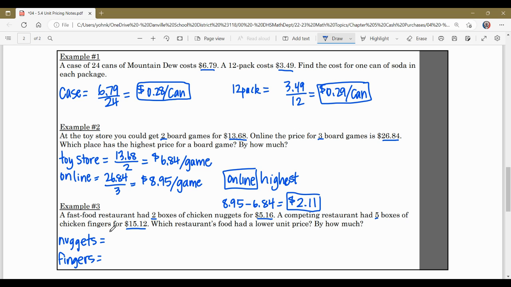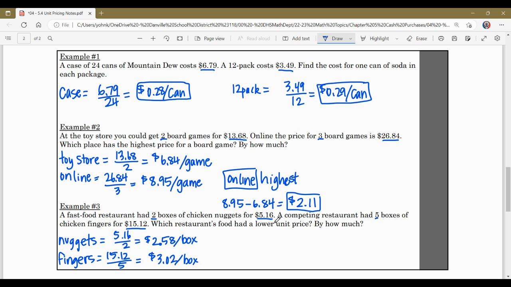All right, the chicken nuggets are $5.16 for 2 boxes. So that comes out to $2.58 per box. The chicken fingers are $15.12 and you get 5 boxes. That's $3.02 per box.